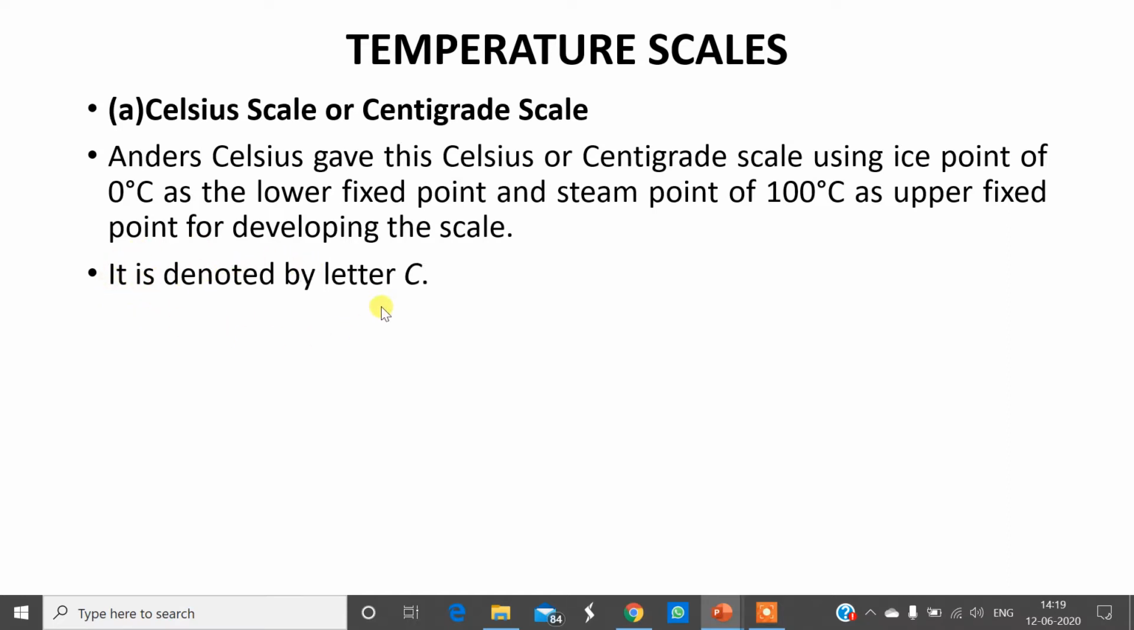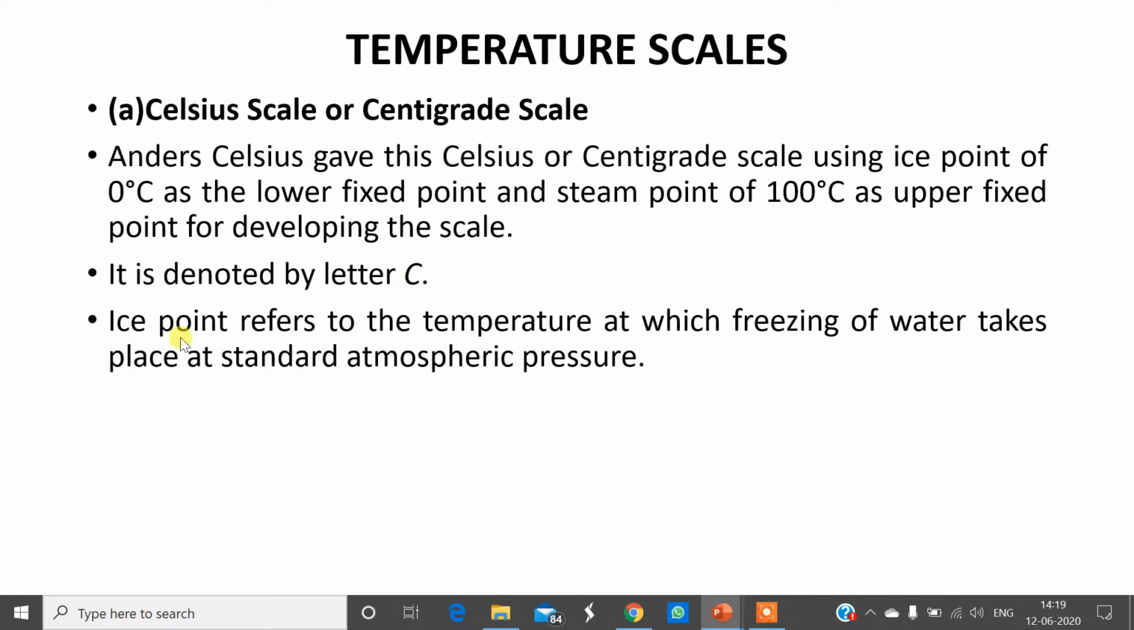The temperature in Celsius scale is represented by capital letter C. Ice point refers to the temperature at which freezing of water takes place. Freezing of water takes place at standard atmospheric pressure. Here we are considering standard atmospheric pressure. Whatever temperatures we are considering here, these temperatures are at standard atmospheric pressure.